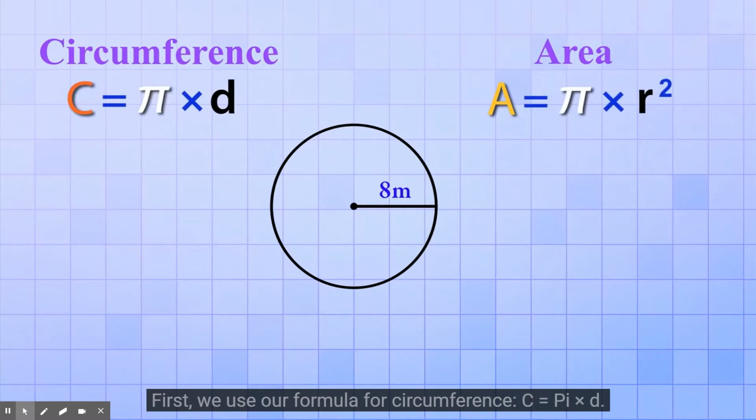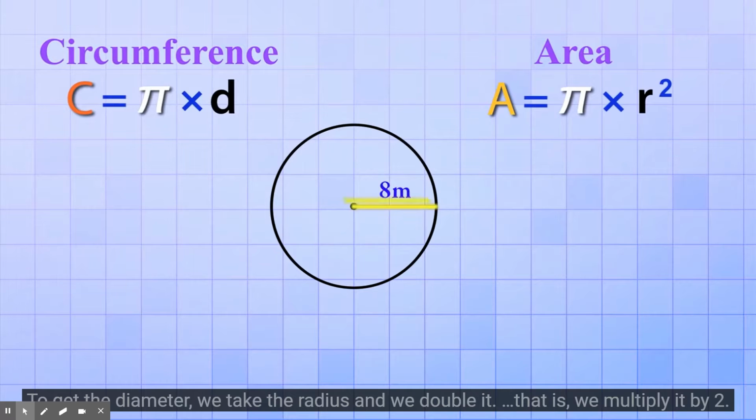First, we use our formula for circumference. Circumference equals pi times diameter. To get the diameter, we take the radius and we double it.